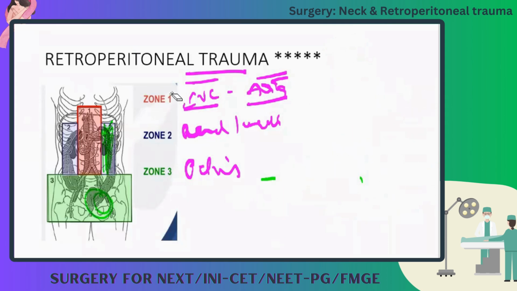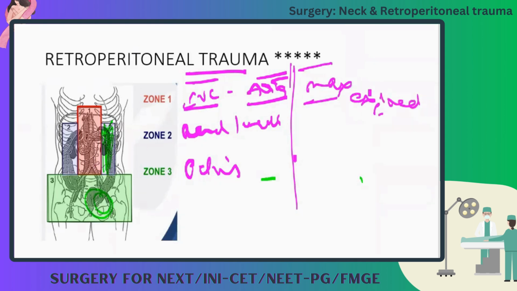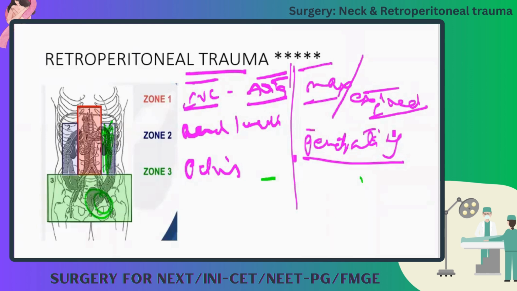Zone 1 is the great vessels. Zone 2 is the kidney and the ureter. Zone 3 is the pelvis. Maximum mortality is associated with zone 1, point number 1. Point number 2, any injury to zone 1 is to be explored. Zone 2, only penetrating wounds are to be explored. Other wounds, no need, if the patient is stable.